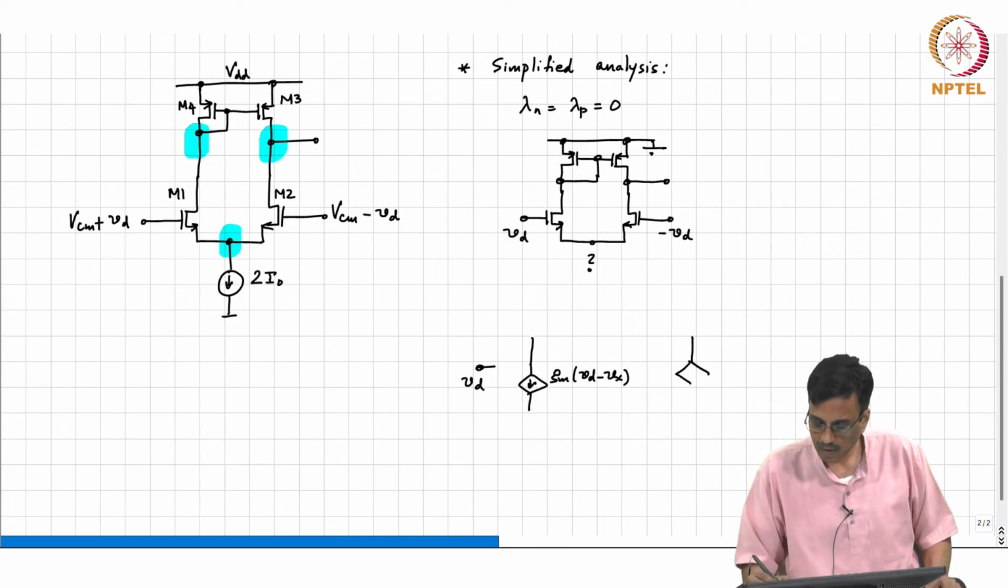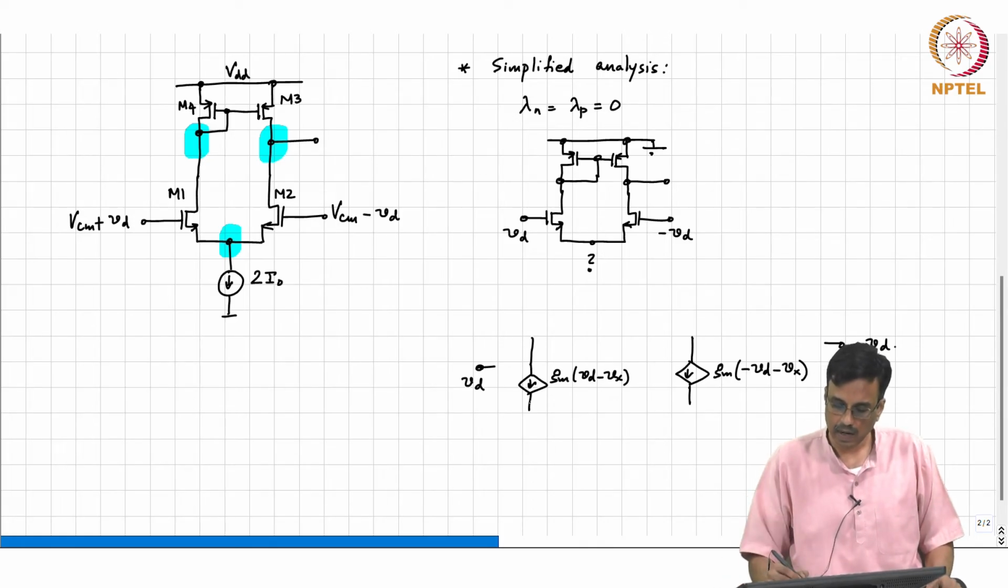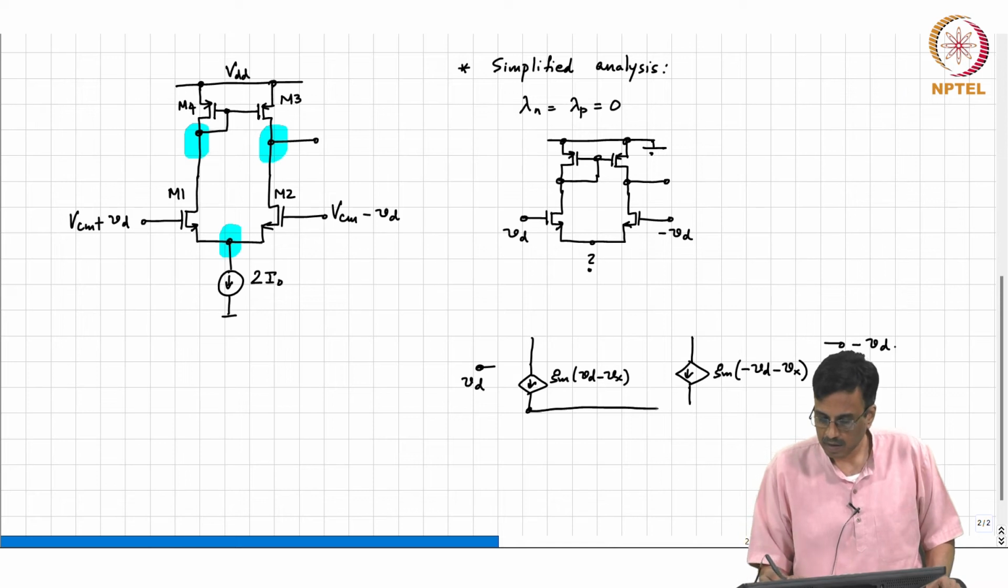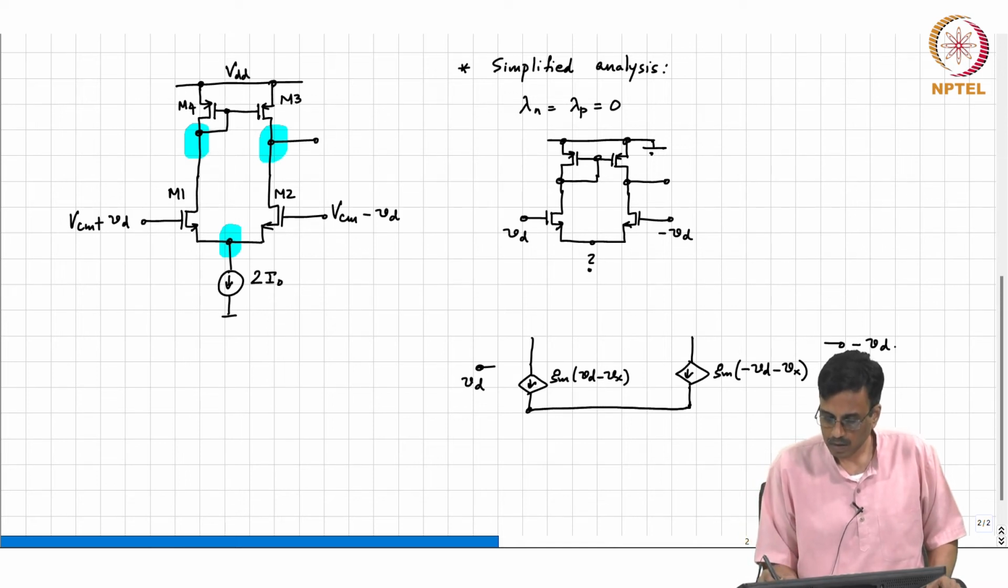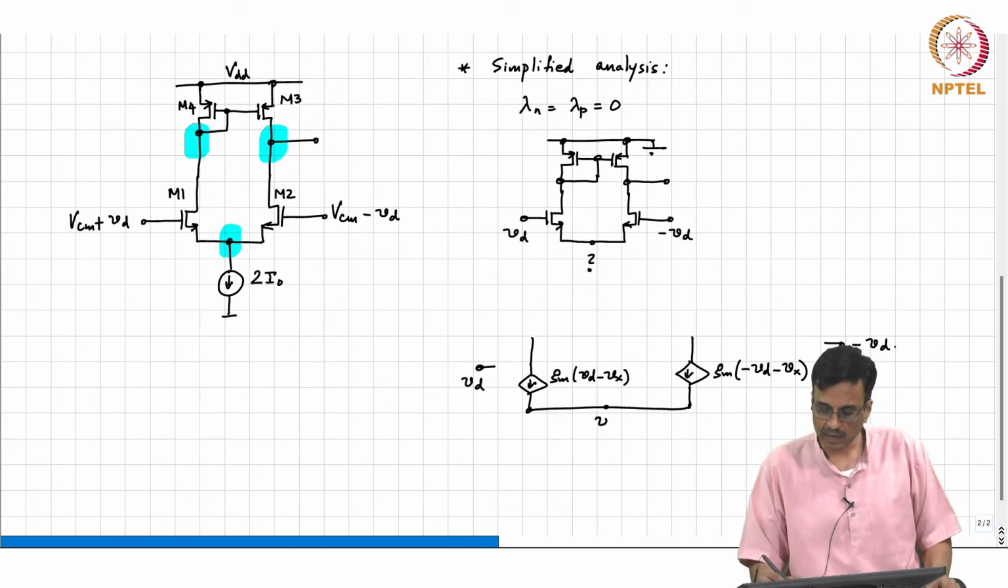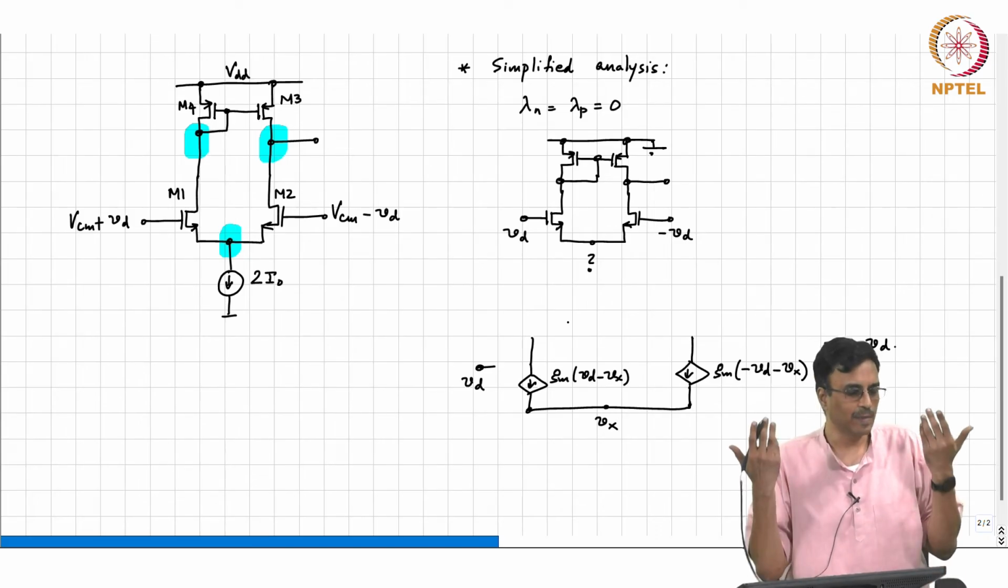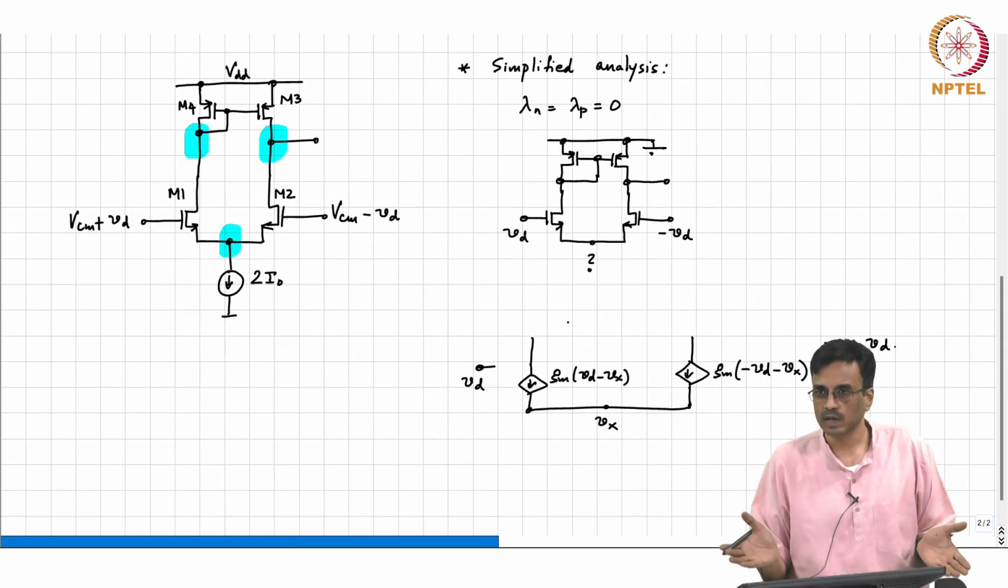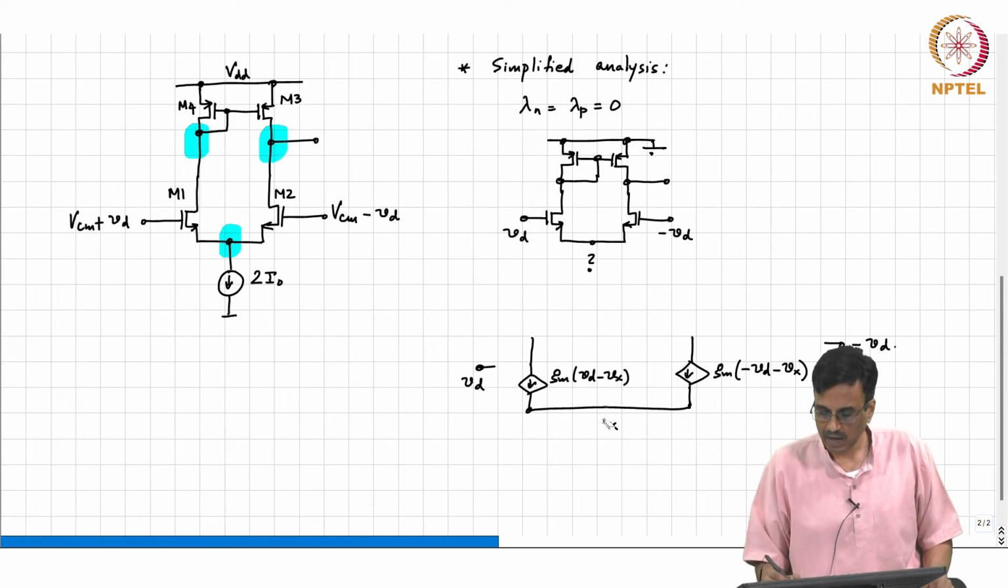The other side it is G m times minus V d minus V x, and that is minus V d, right, and basically this is V x, all right. So, clearly what is happening at the drains has no influence on what happens below. Therefore, even though the circuit does not look symmetric, as far as calculation of V x is concerned, this node joining these two halves is concerned.